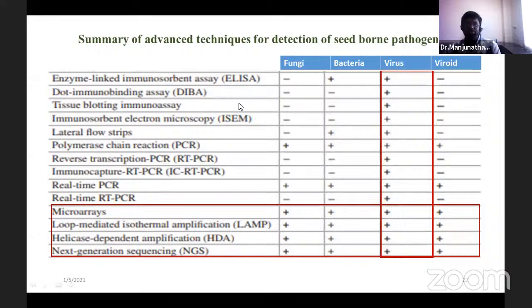Some methods are only specific for particular pathogens. You can see the tissue blotting immunoassay is only meant for virus. And this one, reverse transcriptase PCR, is for RNA viruses only, not for viroids or bacteria. Like this, each one has its advantages and disadvantages.